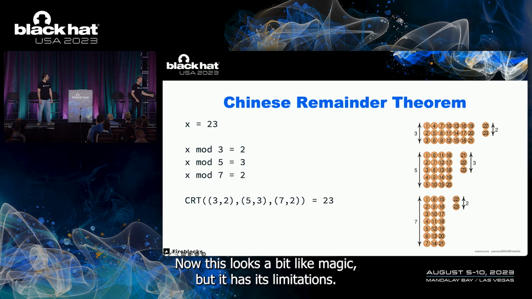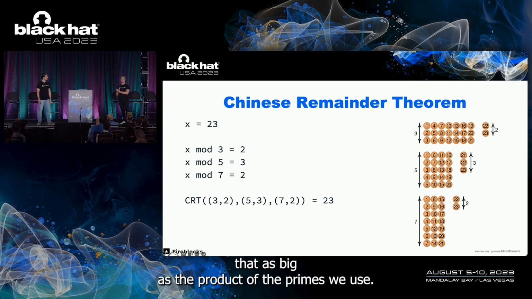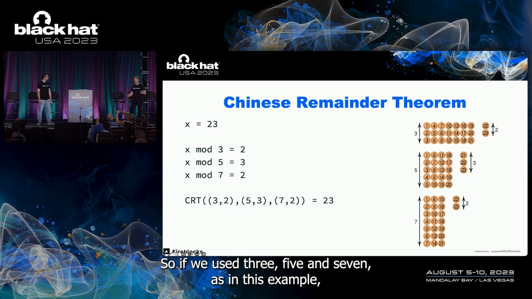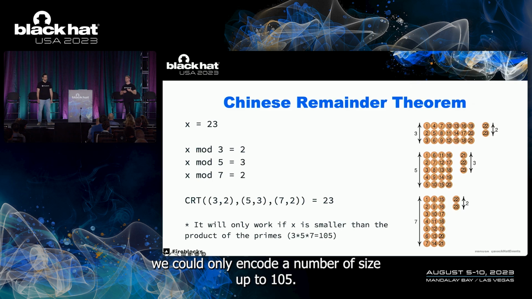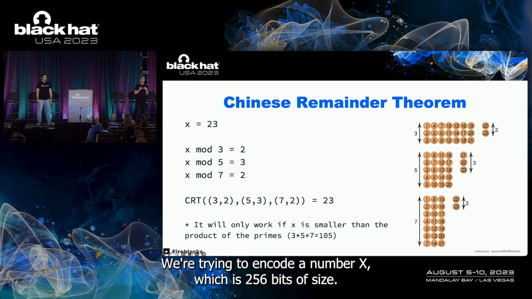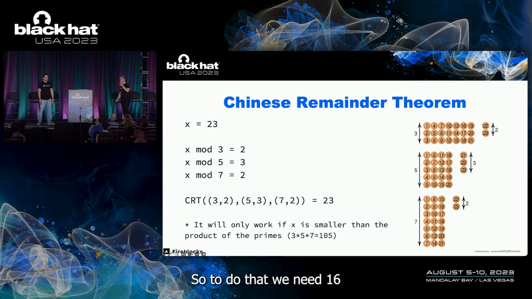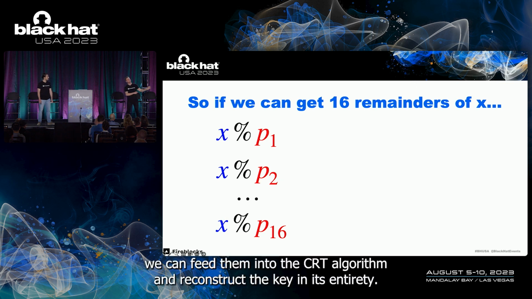Now, this looks a bit like magic, but it has its limitations. Namely, this would only work to encode a number that's as big as the product of the primes we used. So if we used 3, 5, and 7, as in this example, we could only encode a number of size up to 105. But in our use case, we're trying to encode a number x, which is 256 bits of size. So to do that, we'll need 16 small prime numbers of 16 bits of size each. So if we can get these 16 leakages one by one, we could feed them into the CRT algorithm and reconstruct the key share in its entirety.